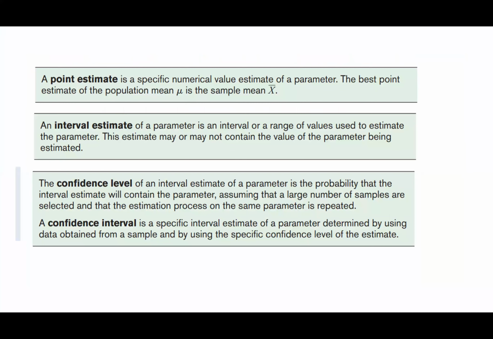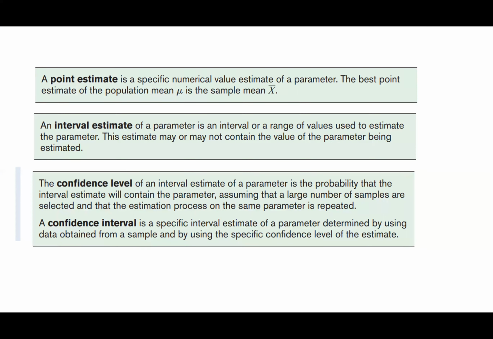Now, there are two types: point estimate and interval estimate. The point estimate is a specific numerical value estimate of a parameter. The best point estimate of the population mean is the sample mean X bar. The interval estimate of the parameter is an interval or a range of values used to estimate the parameter. The estimate may or may not contain the value of the parameter being estimated.